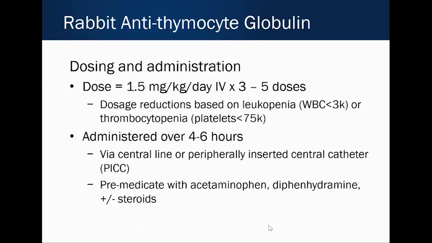When we look at dosing of this, it's 1.5 mg per kg. And that can be given anywhere from 3 to 5 doses, sometimes even more than 5 doses in certain instances of acute rejection. We monitor and adjust dose based on white blood cell count and platelet count. There are various cutoffs as to when we give full dose versus half dose versus when we hold completely. It's administered over 4 to 6 hours, and we typically do central line administration.